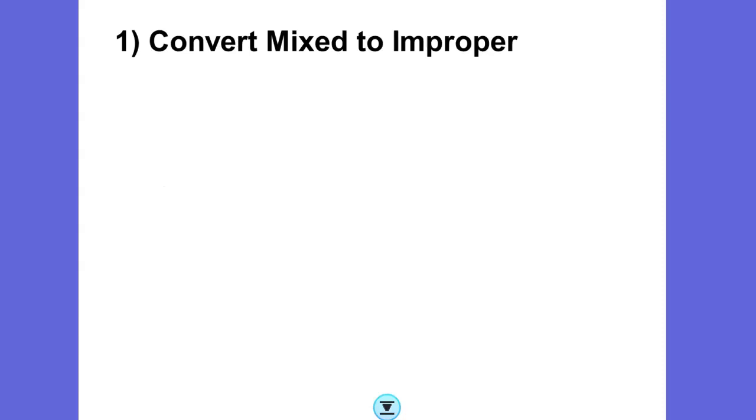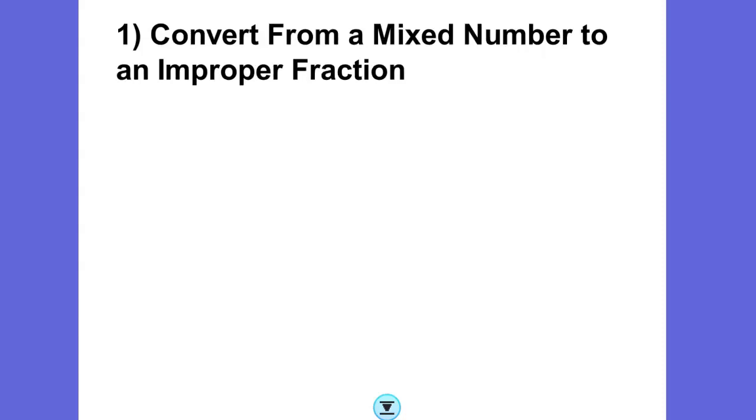So we're going to first convert from mixed to improper, and then we'll do improper to mixed. So first of all, what is a mixed number? Well, a mixed number is when we have a whole part with a fraction. So in this example, we have two whole ones and 2/3.